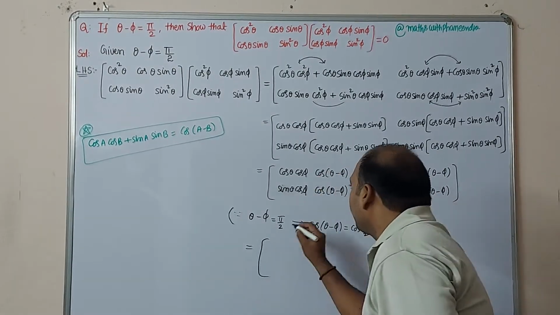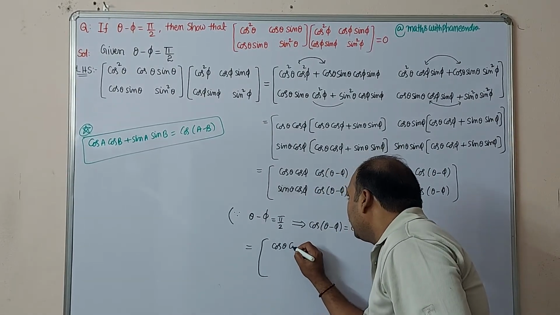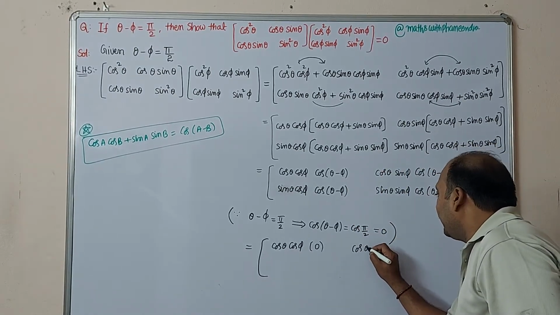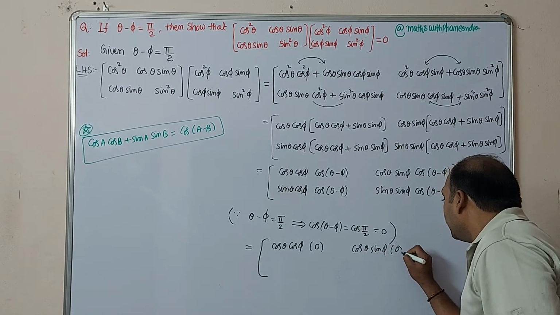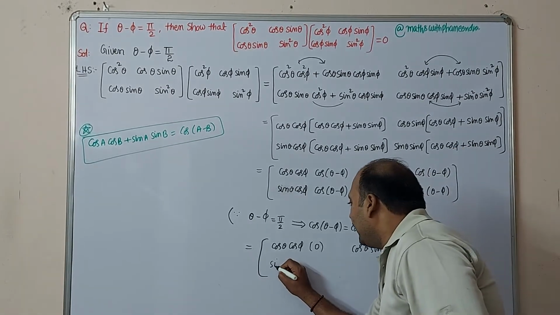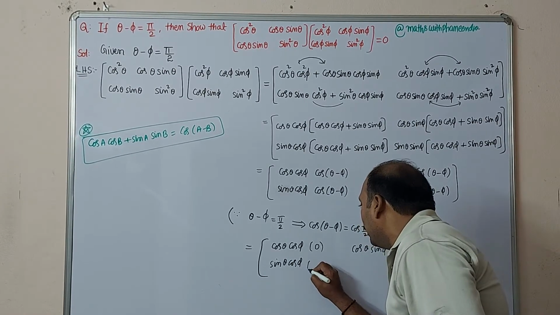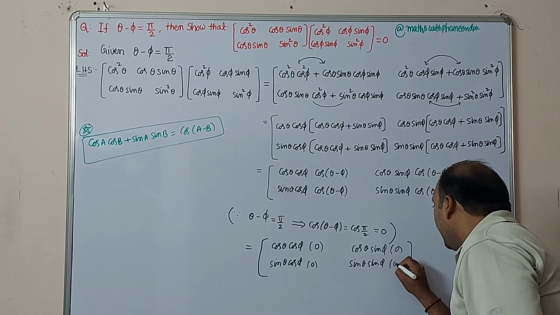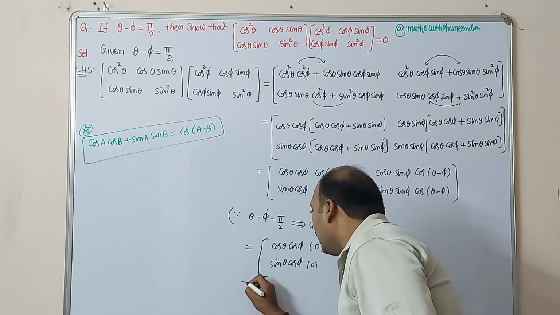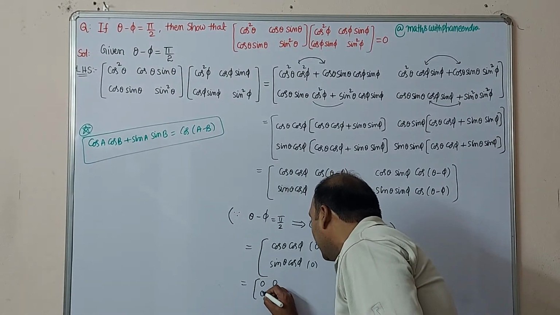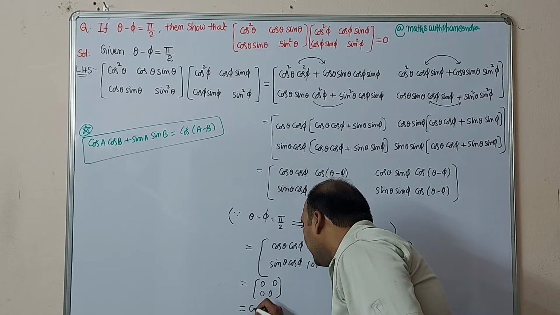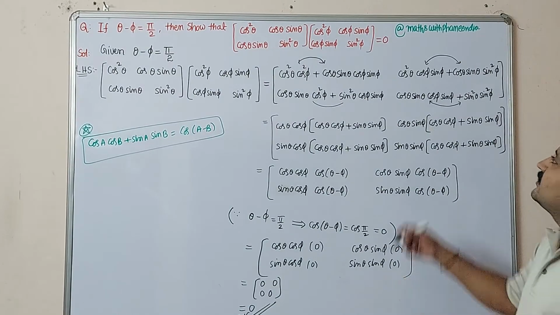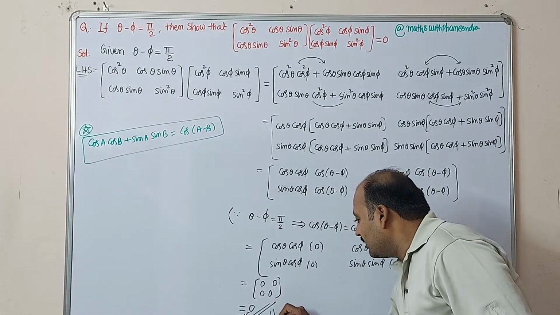So cos theta cos phi into 0, cos theta sin phi into 0. So sin theta into cos phi into 0, sin theta into sin phi into 0. So 0 into anything is 0 only, no? So this is null matrix will come, dear students, 0 0 0 0. So hence this value goes to be 0. This is required RHS. Hence proved. Write it here. Hence proved.